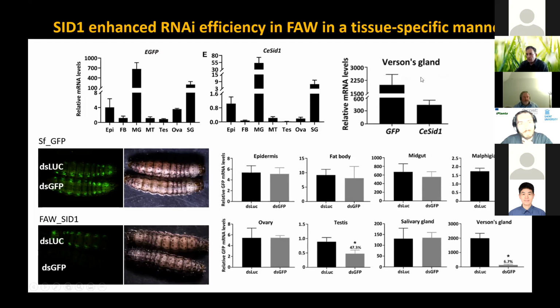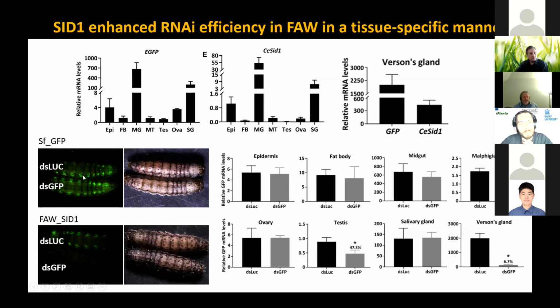Verson's glands are modified epidermal cells in insects. They make cuticular lipids and are involved in the synthesis of new integument when the insects molt. The green dots in these larvae are the Verson's glands, when we dissect and confirm them by various microscopy techniques.